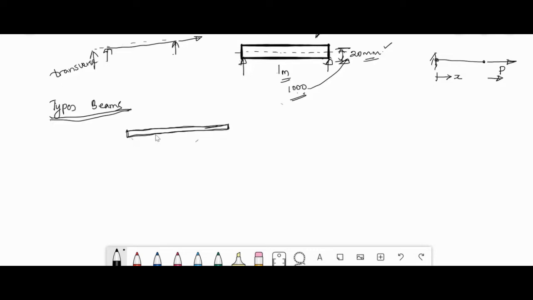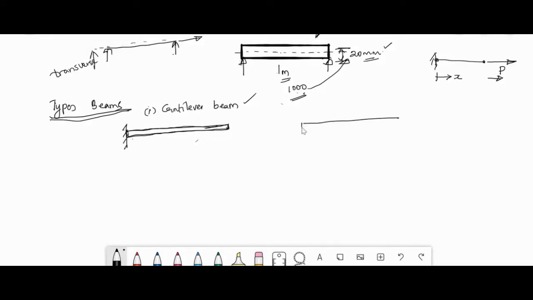Now you take this structural member, and one end is fixed. That means there is no displacement at this point. This type of beam is called the cantilever beam. The structural member fixed at one end is called the cantilever beam, whereas the other end is free.